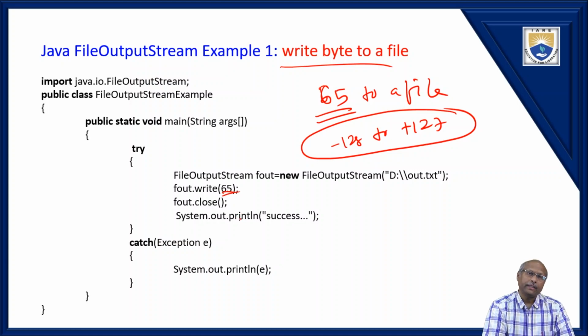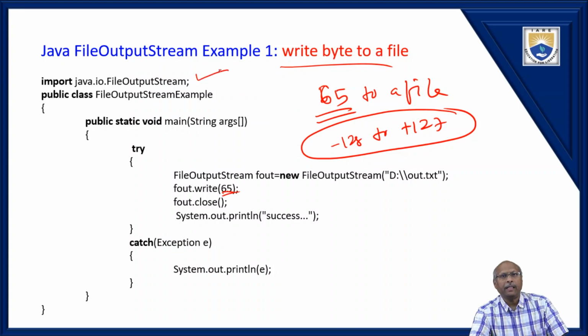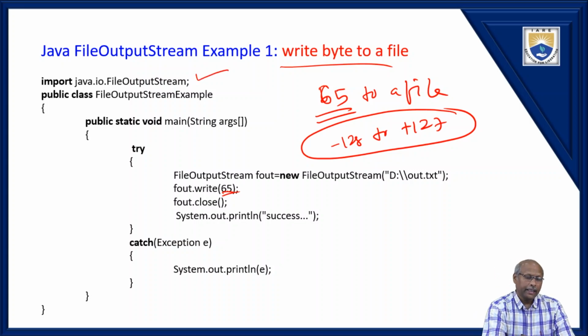To write 65 to the file, first of all, I have to import the required classes. There is a built-in stream called FileOutputStream. Why should I use FileOutputStream? Because my goal is to write something byte oriented. I told you InputStream and OutputStream are two important classes. If you want to write, always go for OutputStream. But where do I want to write? In a file. That's why I have to use FileOutputStream.